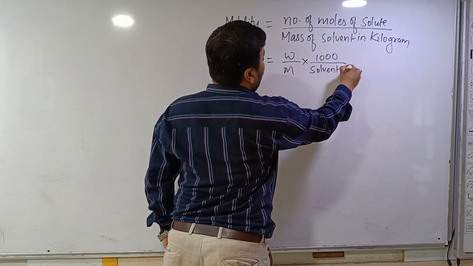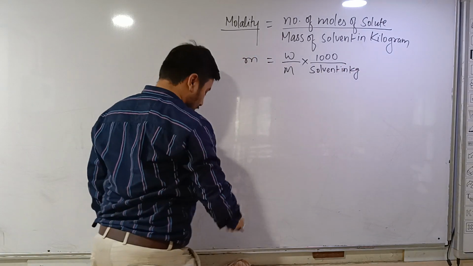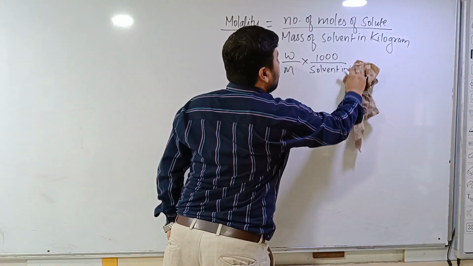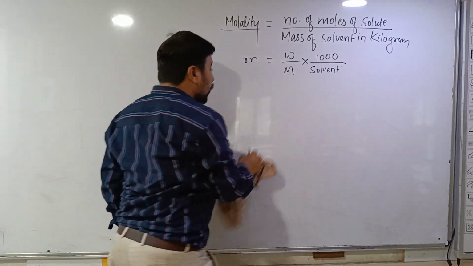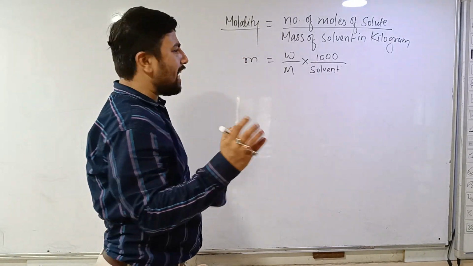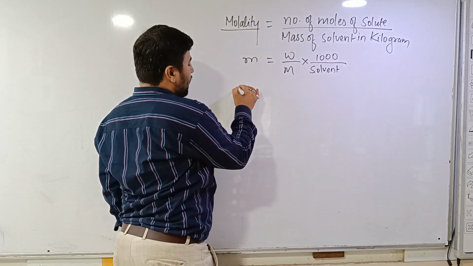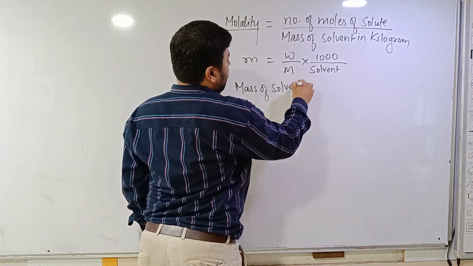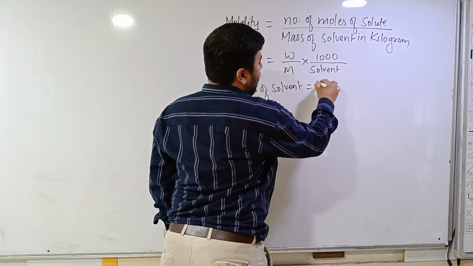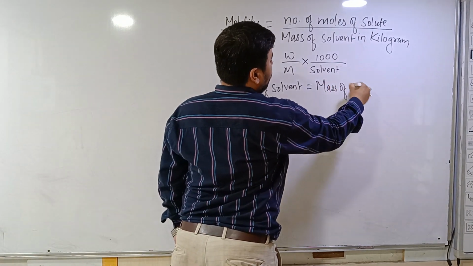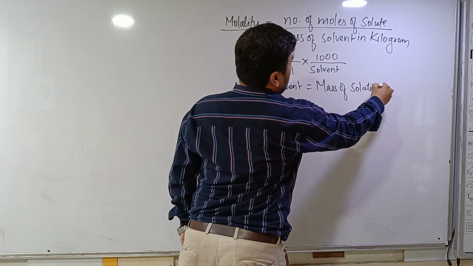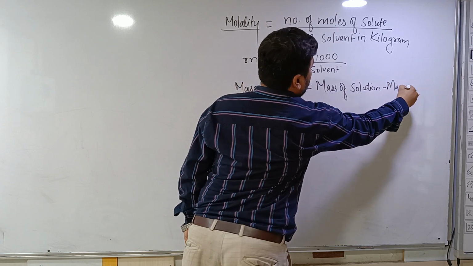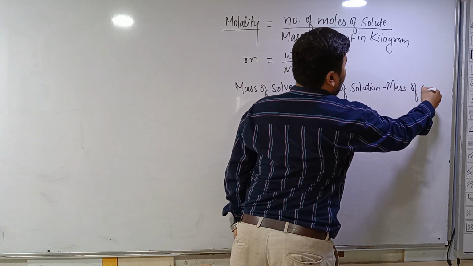Now the question is how we will get the solvent weight. Solvent can be easily calculated. The mass of solvent is equal to mass of solution minus mass of solute.